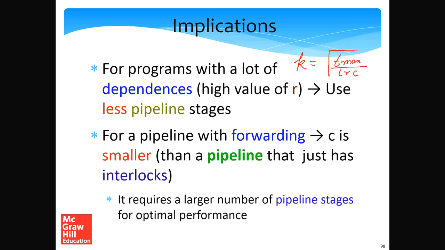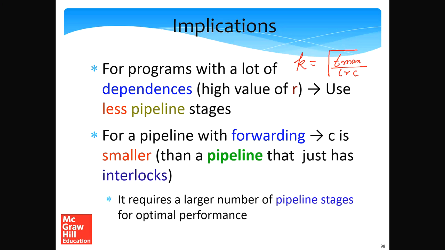Pipelining only works when the number of dependencies between instructions is limited, such that we can take actual benefit of pipelining, and the number of bubbles that we'll introduce will be low. So that's the reason as we increase the stall rate, it calls for a reduction in the number of pipeline stages. Now for a pipeline with forwarding, the stall penalty will be much lower.